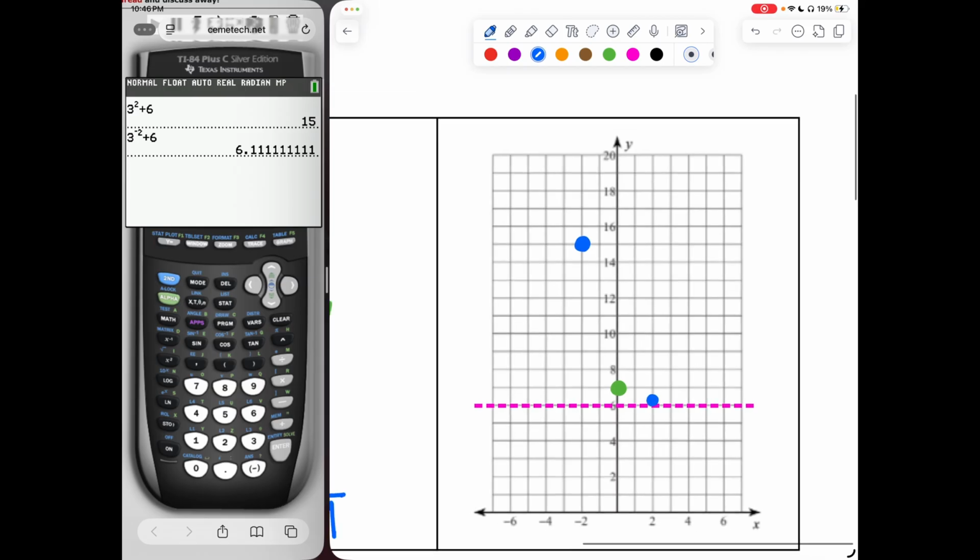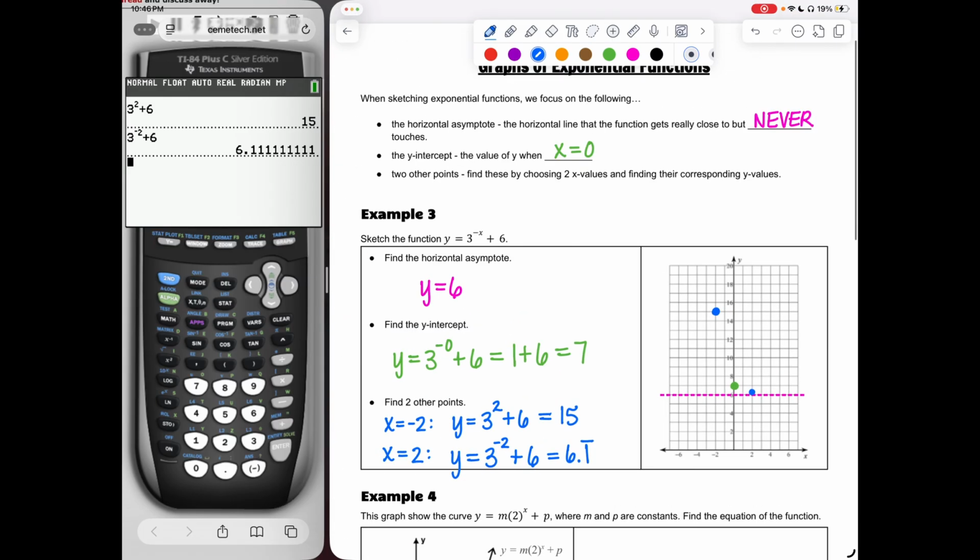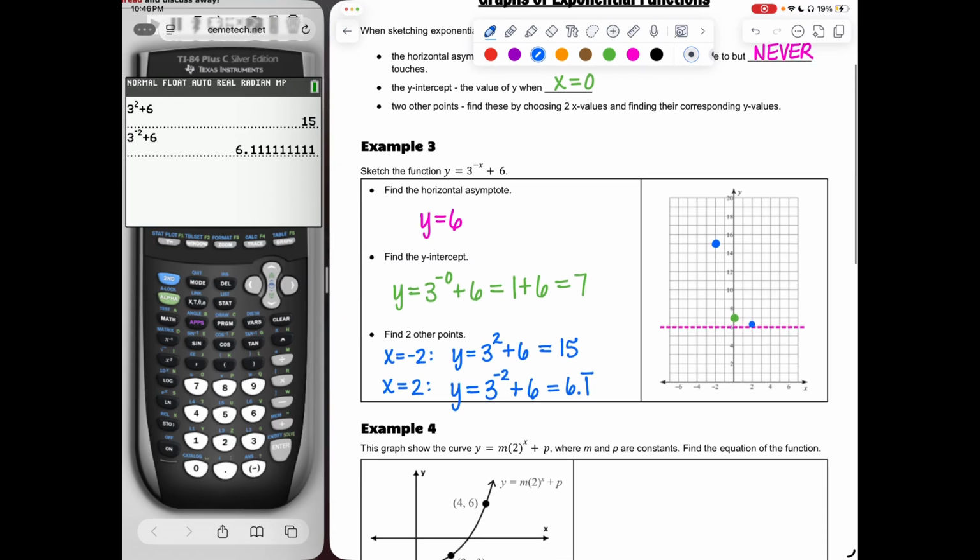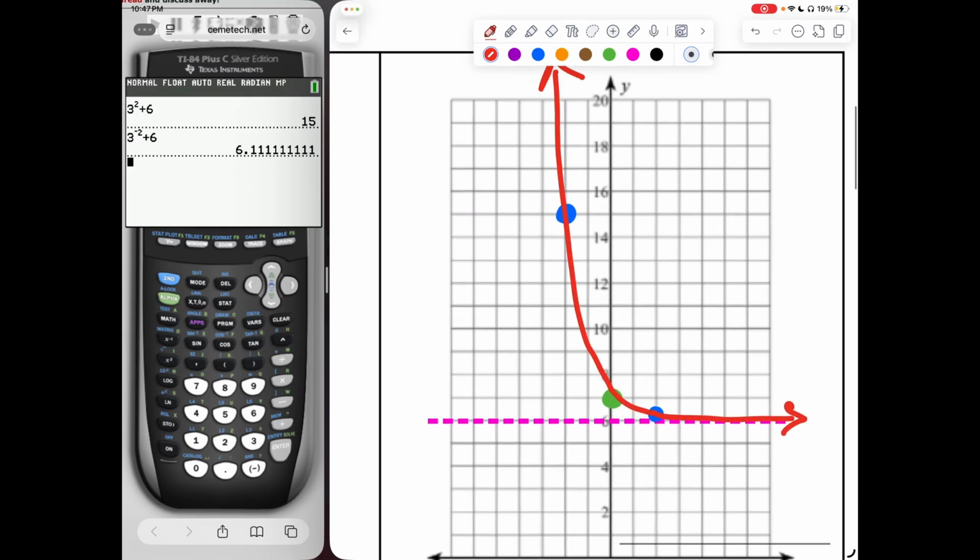That makes sense because I know it's supposed to level out. So now all I would have to do is connect these points with a smooth curve. It doesn't have to be perfect, but try not to lift your pencil or pen. All right. So that's the way that graph looks.